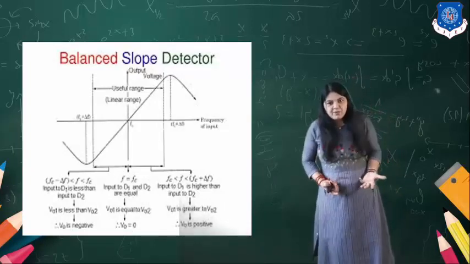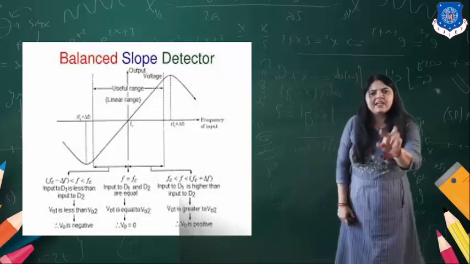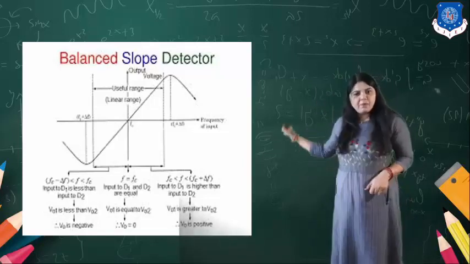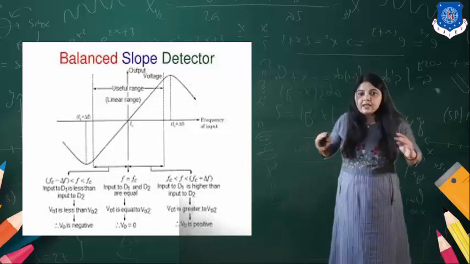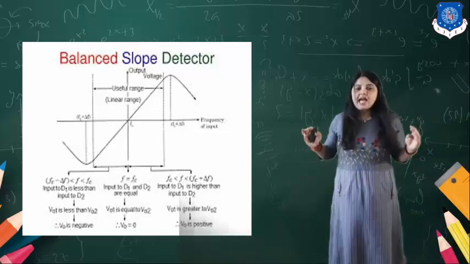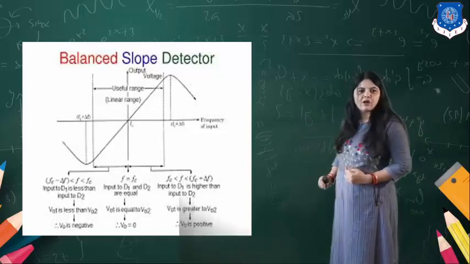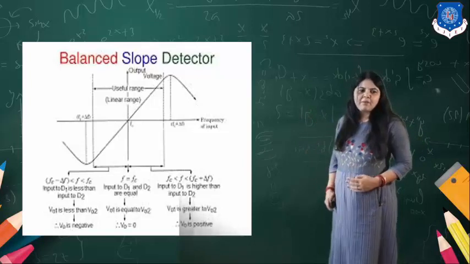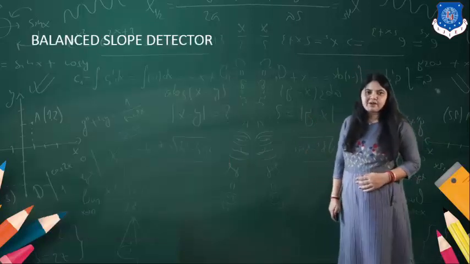The problem with the simple slope detector is its limited frequency range, but over here we can increase the frequency range and we have a good output for the balanced slope detector.